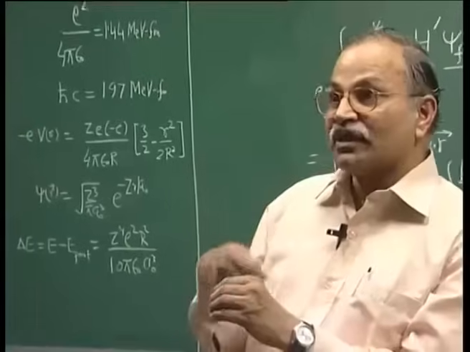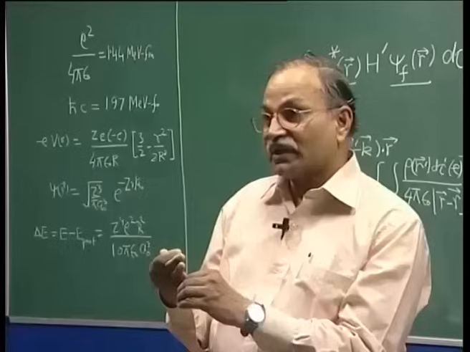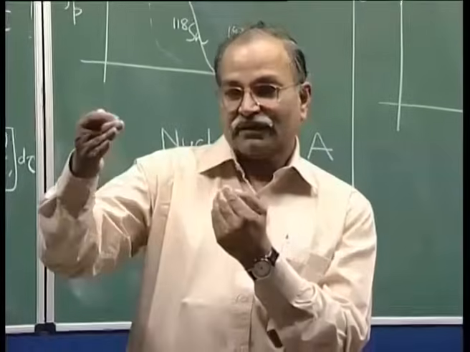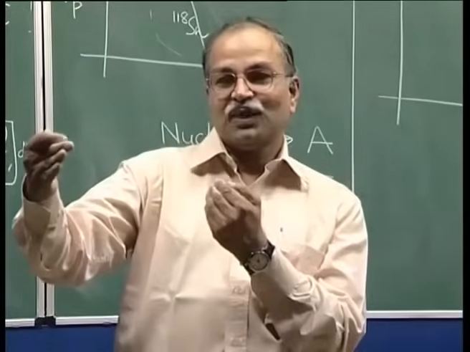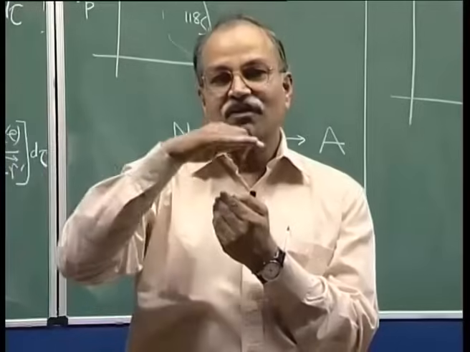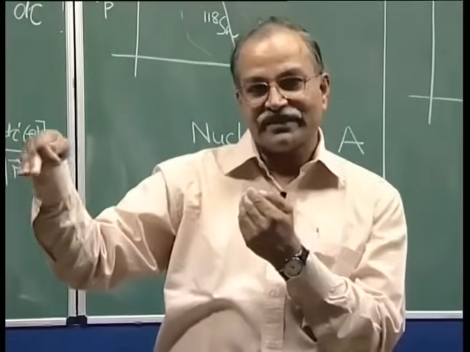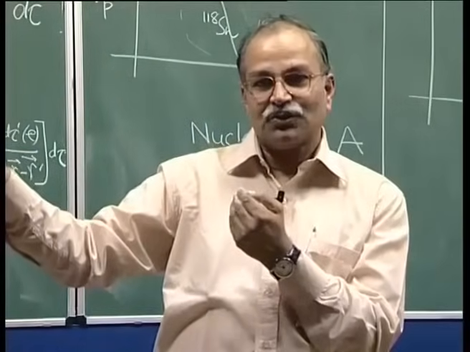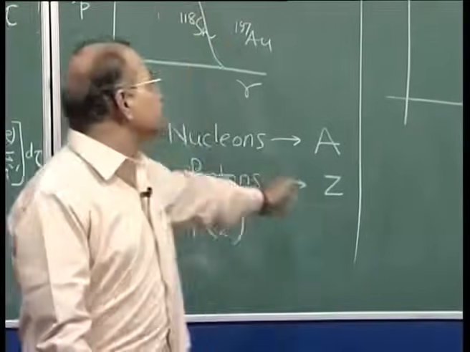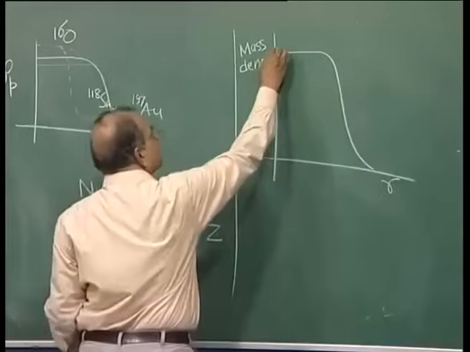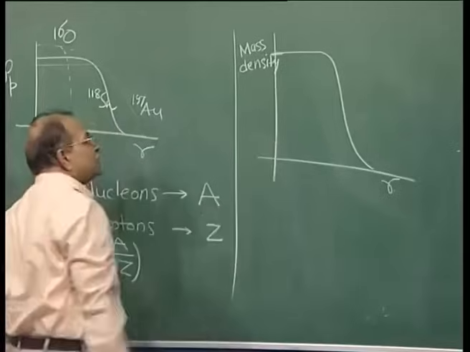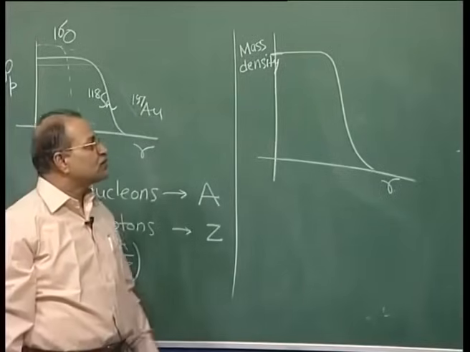The nucleus is a quantum system, it does not have a sharp boundary. It is not that up to here you have the nucleus and after that nothing is there. It all gradually decreases, the mass density gradually decreases and goes to 0. And this number which is here, this number rho naught, is almost the same, 0.17 nucleon per femtometer cube or so.